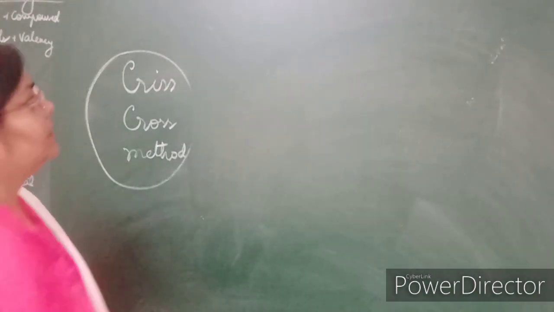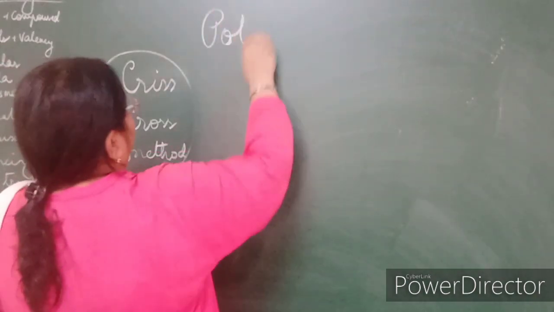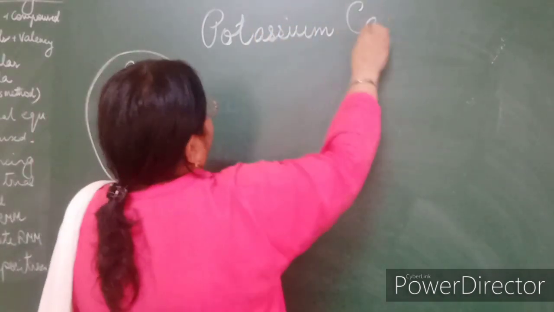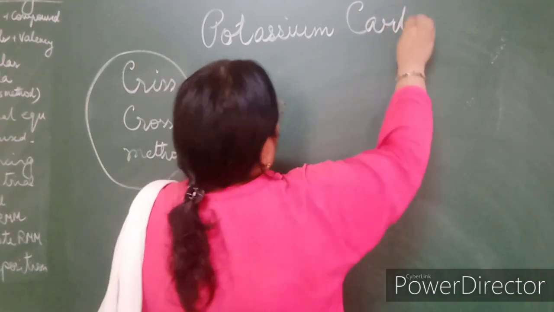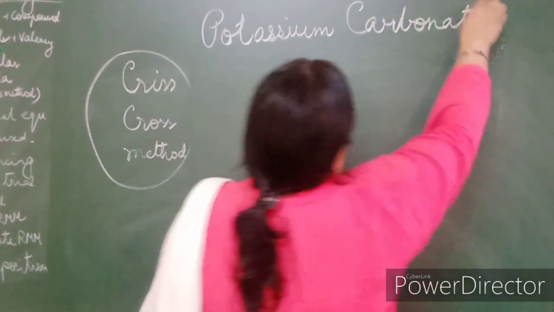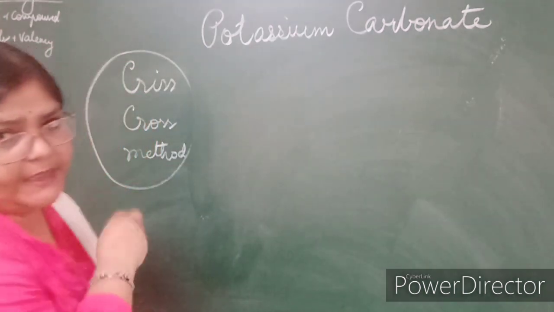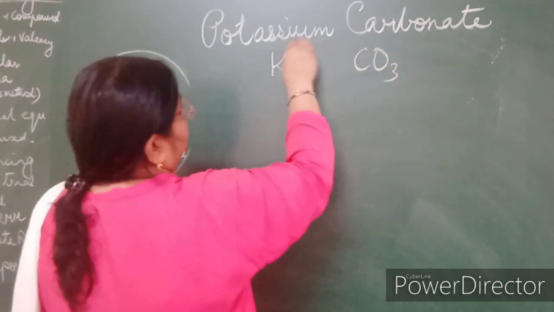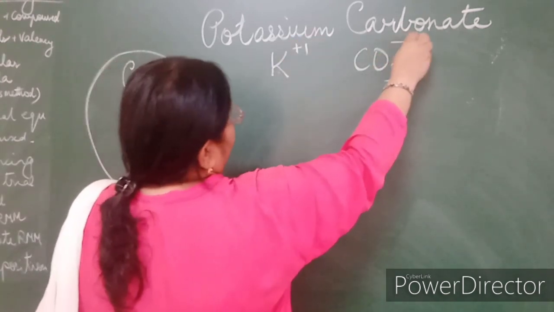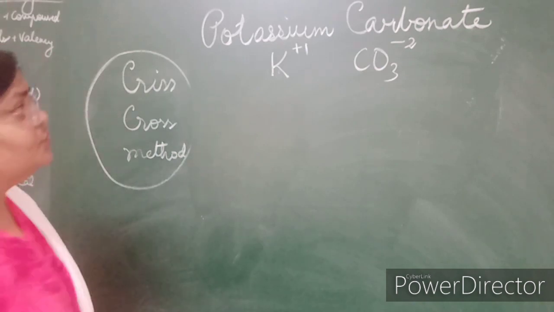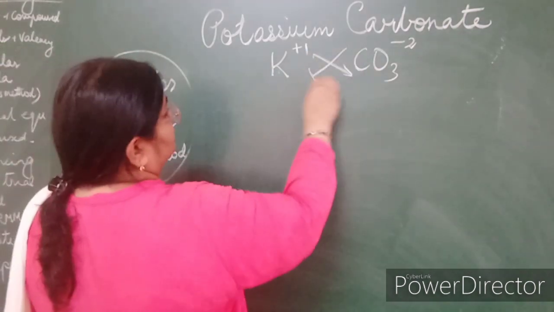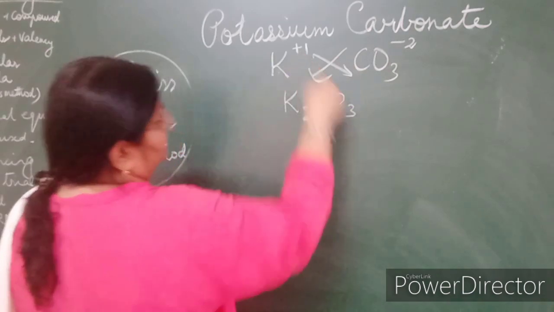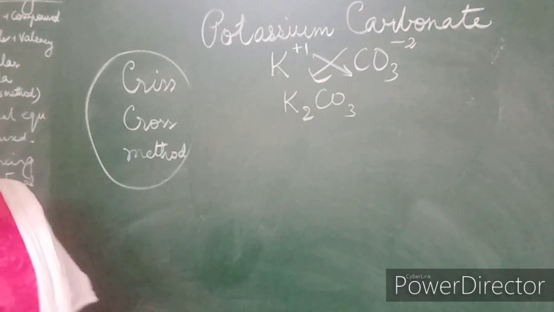Suppose I take potassium carbonate. So I'm not writing the steps, I can do it now. K carbonate CO3, K valency plus 1, valency of carbonate minus 2. I'll crisscross and then K will get 2, CO3 will get the 1. So this is my final answer, K2CO3.